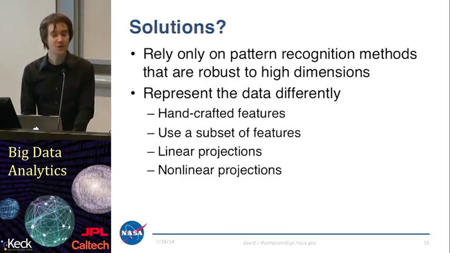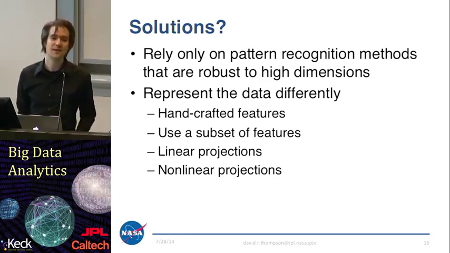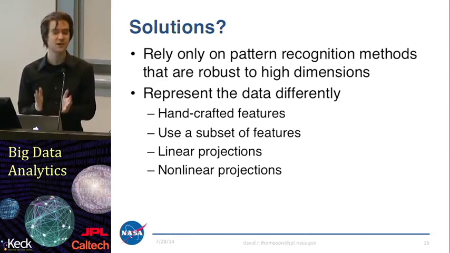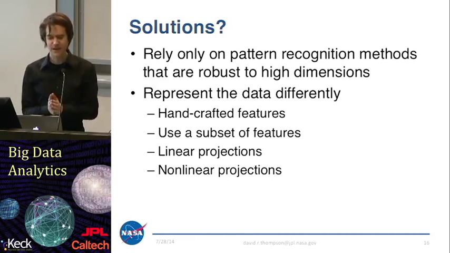All right, so I want to close by whetting your appetite with a couple of solutions. One solution to the curse of dimensionality would be to rely only on those pattern recognition methods that are intrinsically robust to higher dimensional spaces, right? So we've talked in previous lectures about random forests, for example, which tend to do pretty well in higher dimensional spaces. So you could limit yourself to those pattern recognition strategies. Now that's kind of limiting, and there are other ways we can tackle the problem.